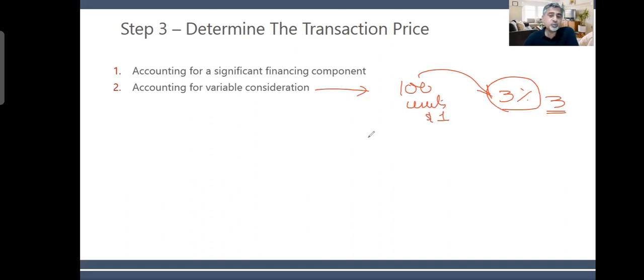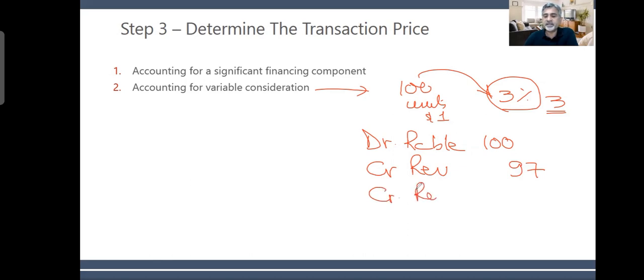When I know that it usually comes back, I say debit receivable 100, because I have given the invoice for 100, credit revenue 97, because I know that 3 will come back, and credit refund liability $3. You cannot overstate your revenue. If you write down revenue as 100, that would be a mistake, because you are overstating the revenue. You know that it will come back. So don't put it in revenue. Leave it separately and put it as refund liability.